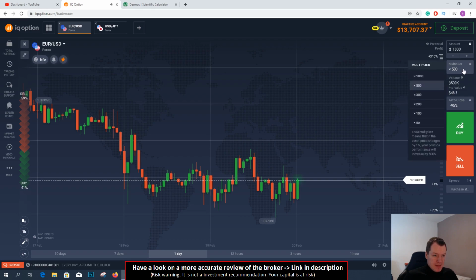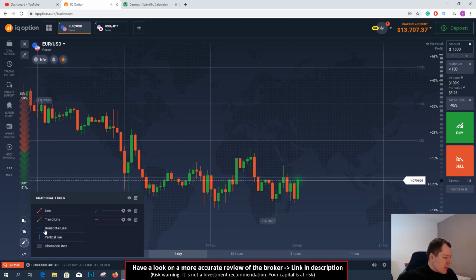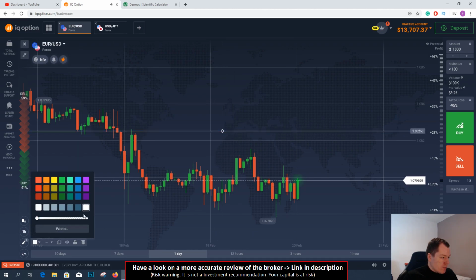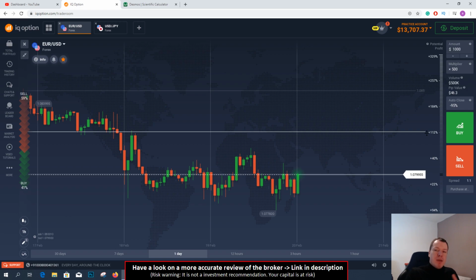And if we change the multiplier, now you should watch this graph here, the potential profit on the right side. If we change it to 100, you see the profit is directly changing. I will make a graphic tool here, so you see this line, I make it white for you. If I go in with a multiplier of 100, you see the volume is 100k. And if I change the multiplier, I go in with the volume of 500k and the profit is changing to over 100%. That means the multiplier multiplies your investment volume and you can make more profit and more loss.